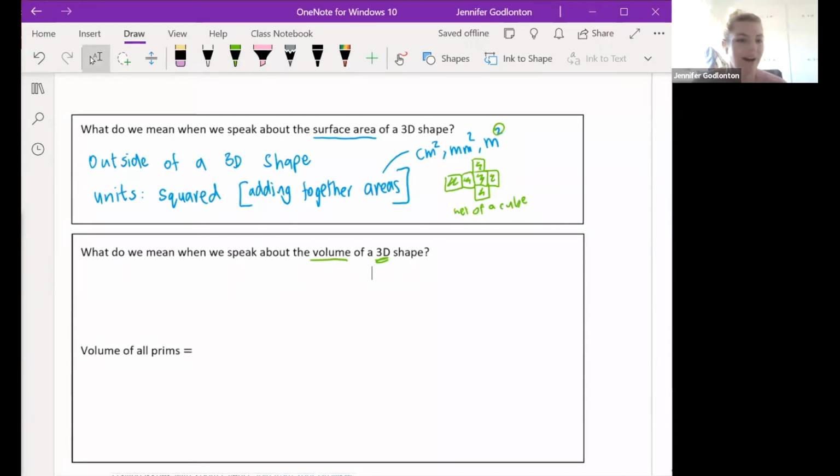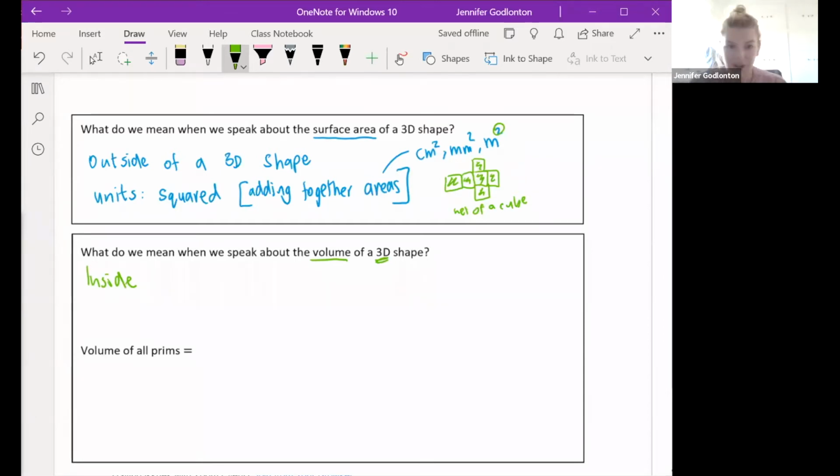Kira, absolutely. Volume is the amount that a 3-dimensional shape can hold. It's what can fit inside the shape. So our surface area is the outside and our volume is the inside. It's what can fit inside our shape. Okay.